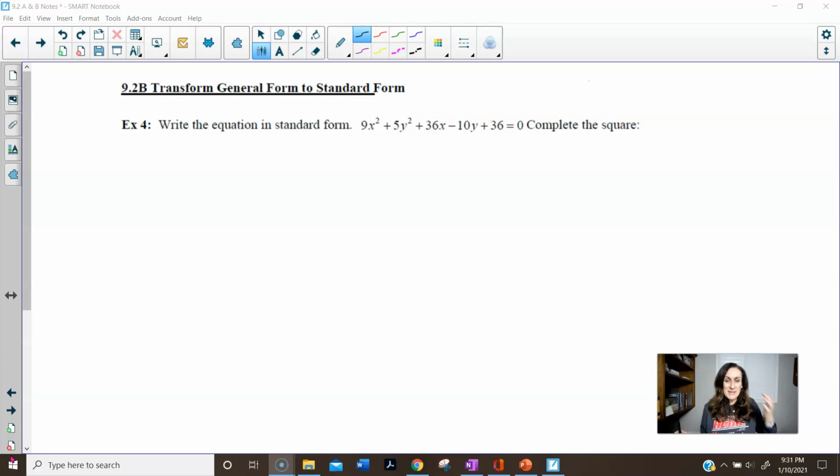Okay, so this will be our last problem, and then we will complete the rest of these notes in class. So if you're not in class, then go ahead and keep going and complete what we have left.